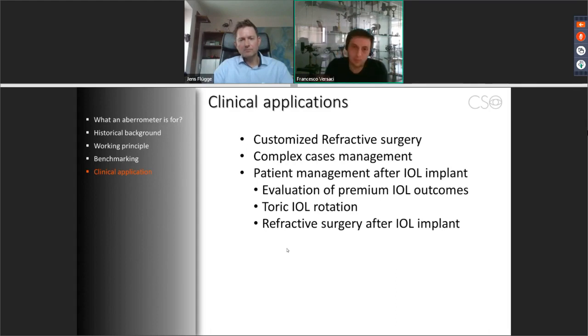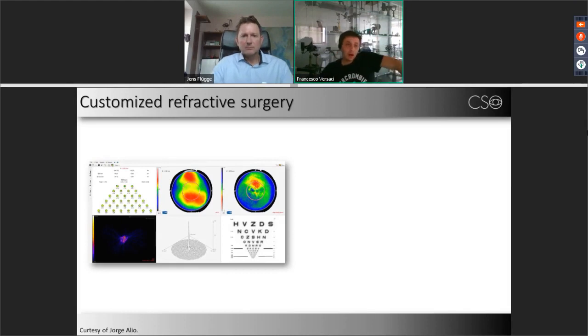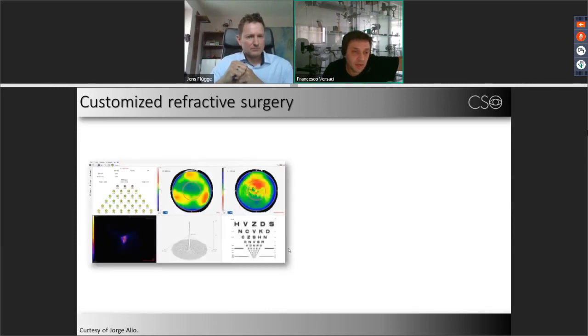But we are going to see some example on the next slide. So talking about customized refractive surgery, this one is a case that has been provided by Jorge Alio. You can see that this one is starting wavefront. What I can do with this device is to measure the aberration of the cornea, of the eye, and check what's going on if I remove some Zernike components.